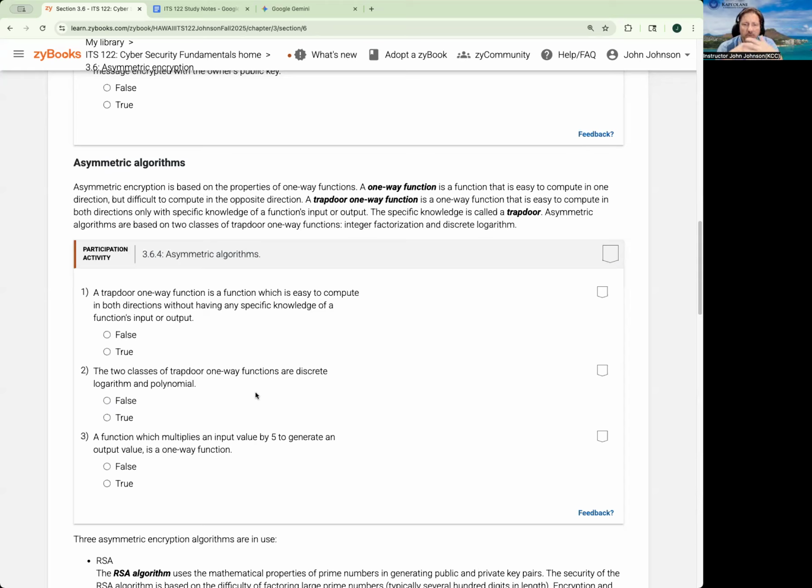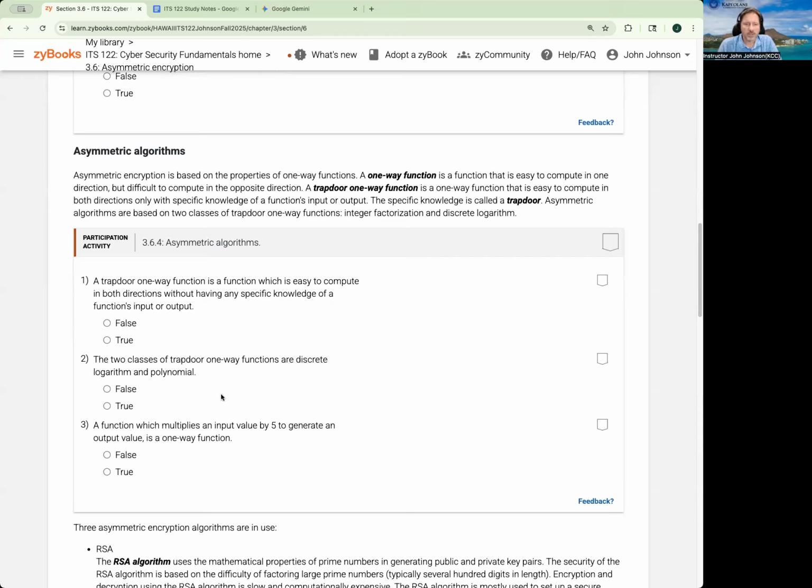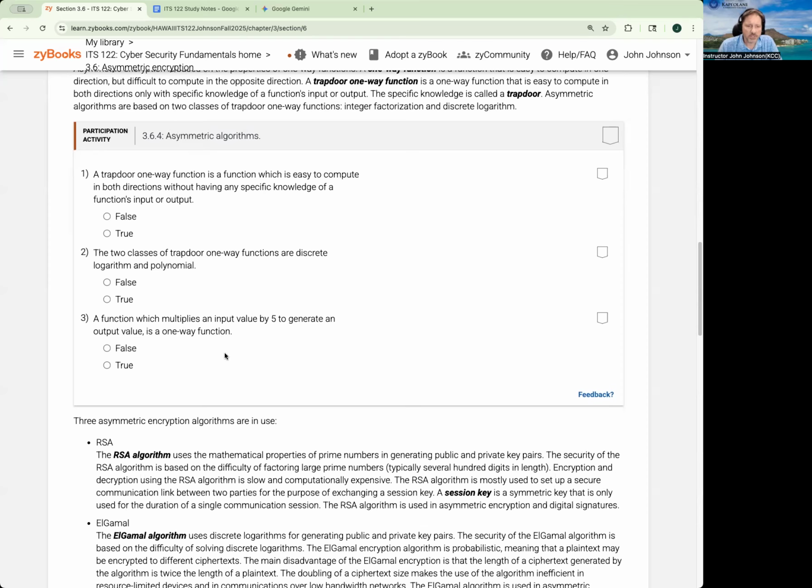And then we have something called a trapdoor one-way function. A trapdoor one-way function is a function that's easy to compute in both directions, but only if you've got specific knowledge about the function's input or output. The specific knowledge, in this case, is called the trapdoor. So asymmetric algorithms are based on two classes of trapdoor one-way functions: integer factorization and discrete logarithm. And we're going to listen to this in just a minute. We've got some more on that. We've got some more questions here.